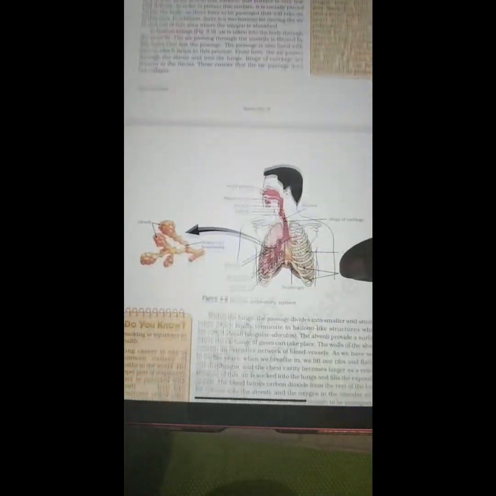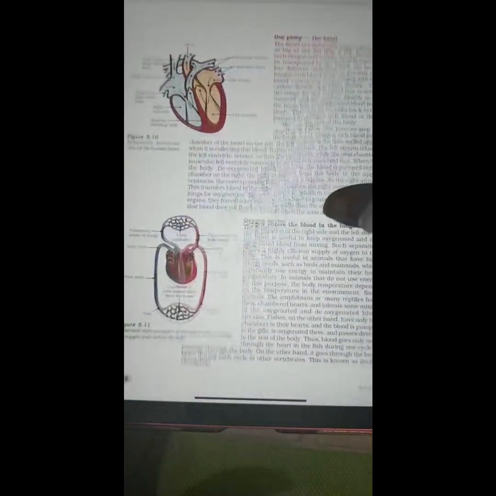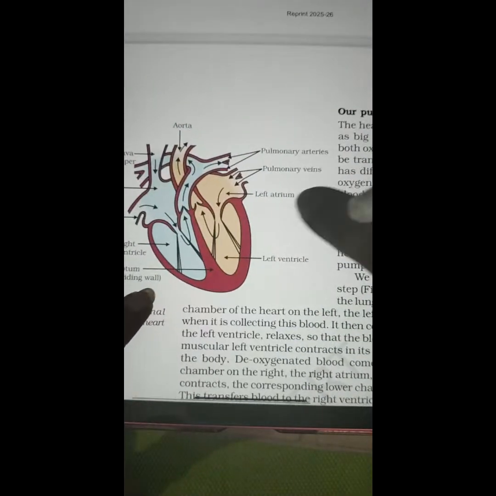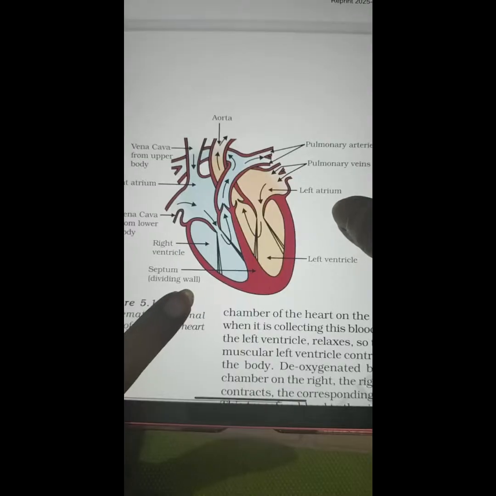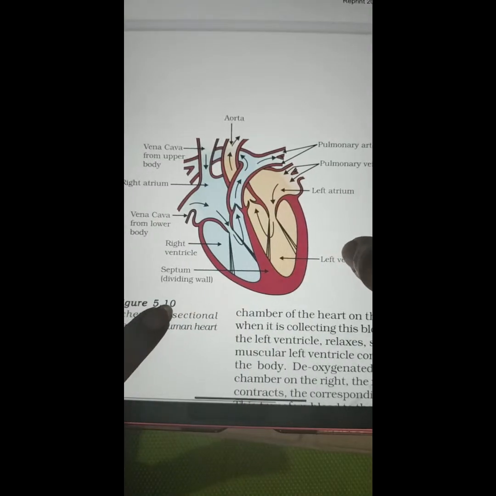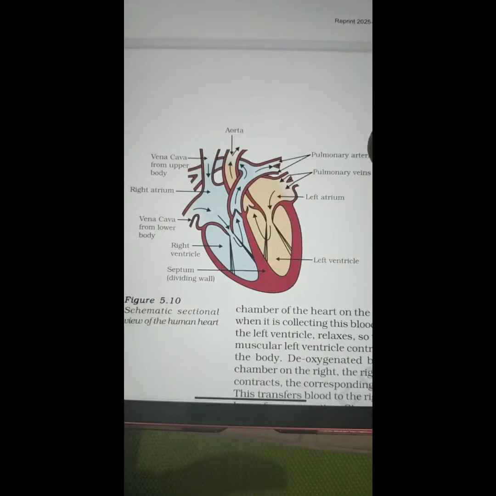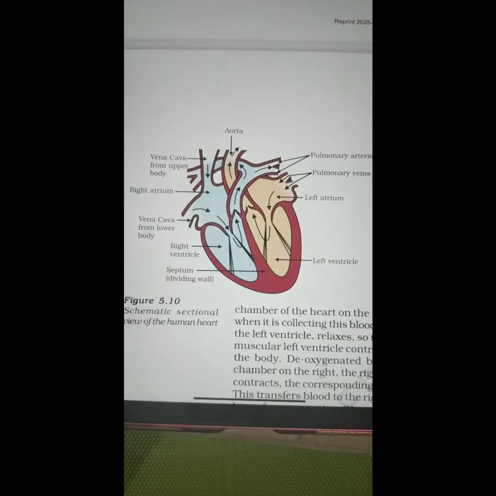I just have to explain to you the diagram of the human heart, how it has been shown in the NCERT. See this diagram. Now it will be easy. In case you have just joined the video, you can replay it later.